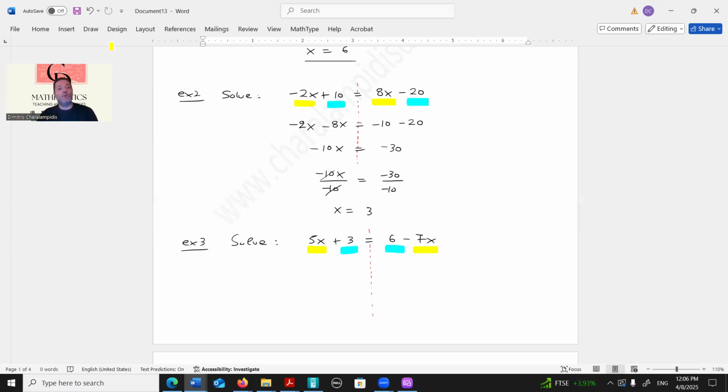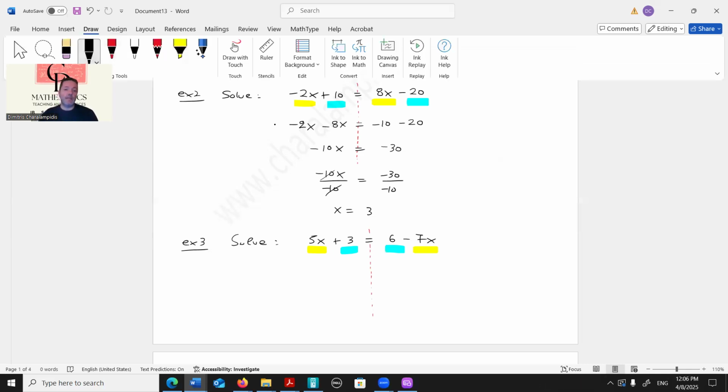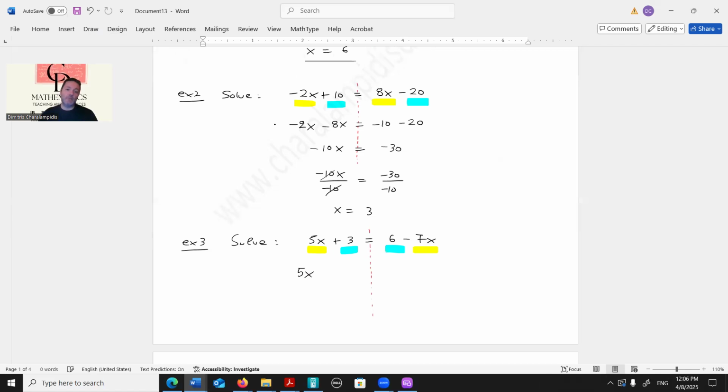Remember now that all the yellow ones should move to the left. 5x was already on the left, so it will still be there. Nothing will change. But for negative 7x, since it has to move from the right to the left, its sign should be different. So it's going to be plus 7x equals. Plus 3 should move from the left to the right, so it's going to be minus 3 plus 6, which still remains at the right side. Then I need to simplify. 5x plus 7x is the same as 12x equals 3.